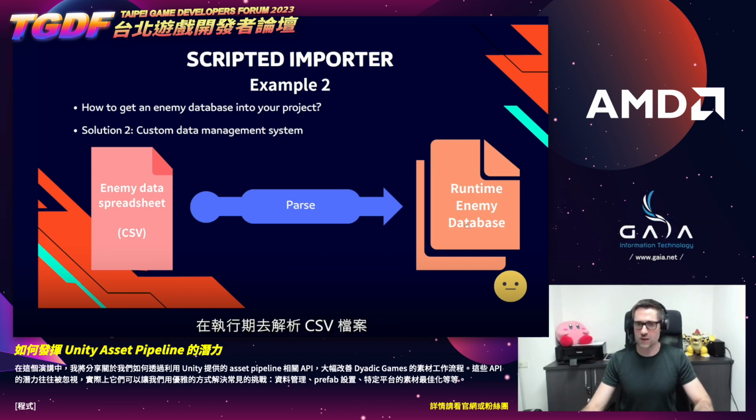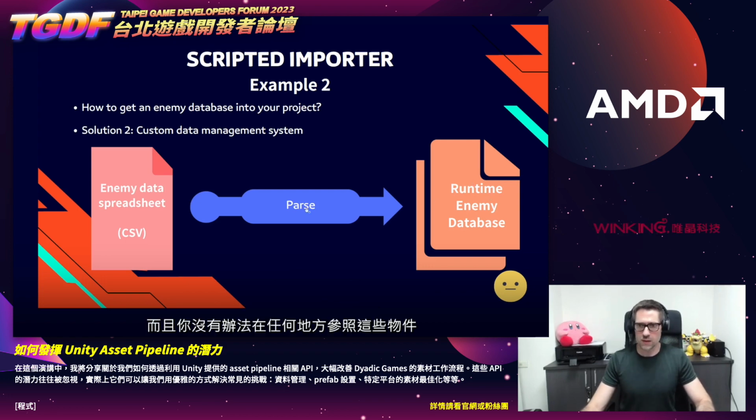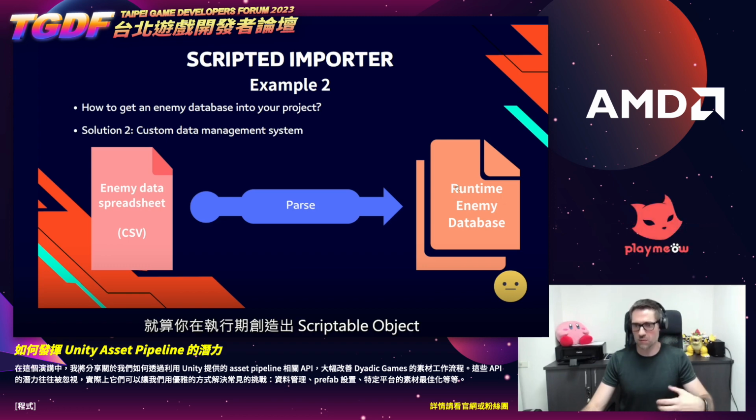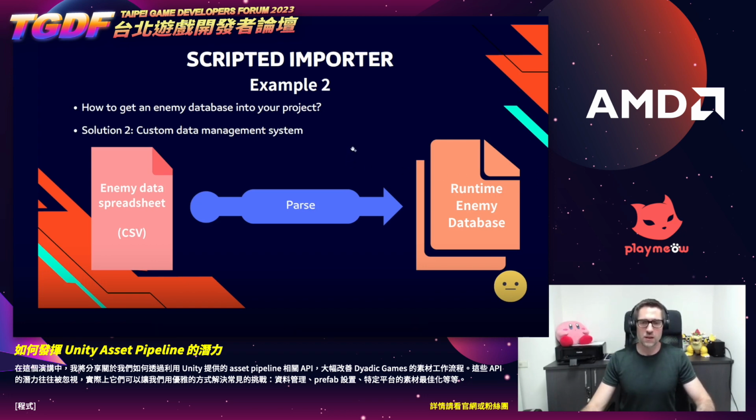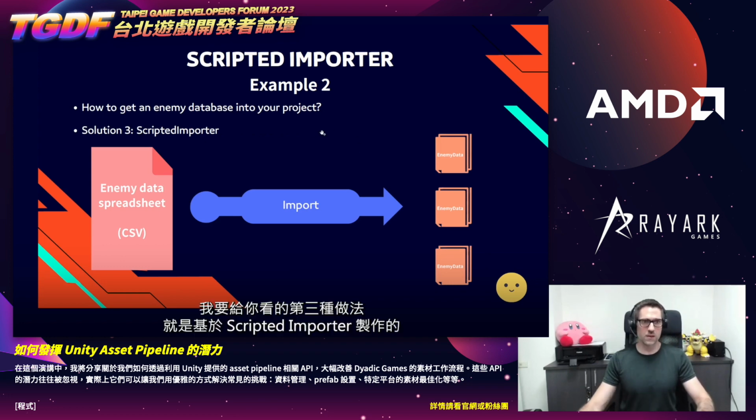Basically, you parse the CSV files at runtime, which is much slower than when Unity deserializes artifacts or general native assets. And it also has the disadvantage that you cannot reference these objects anywhere. Even if you create scriptable objects at runtime, you won't have the convenience to reference them in the editor itself. So is there a way to combine these two worlds and use the best of them? And yes, there is. It's the third solution I want to show you, which is based on the scripted importer.